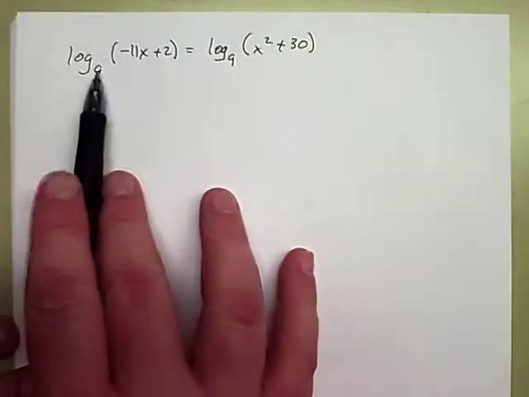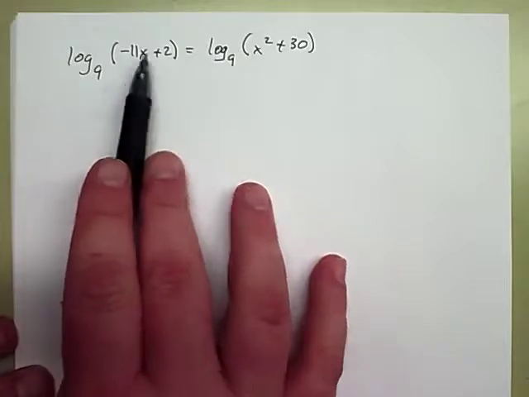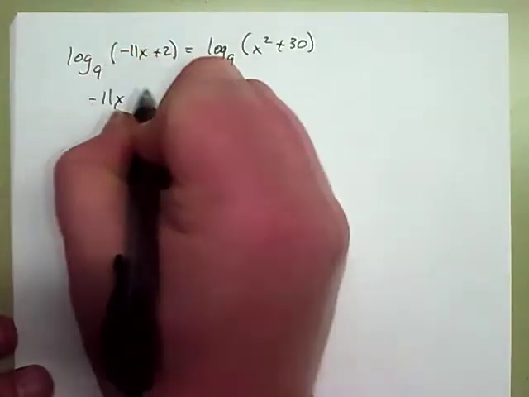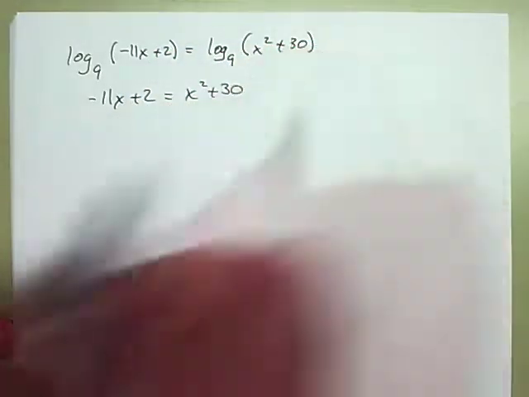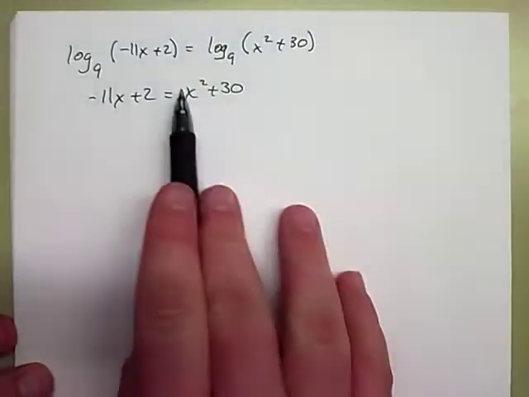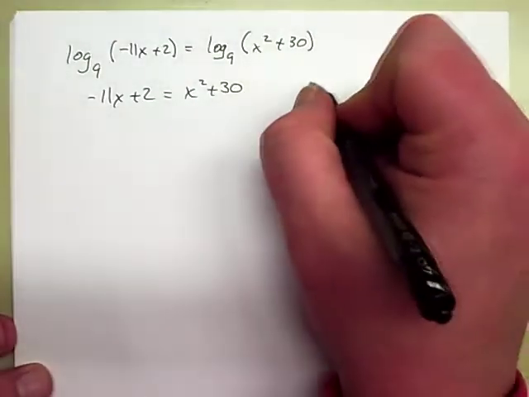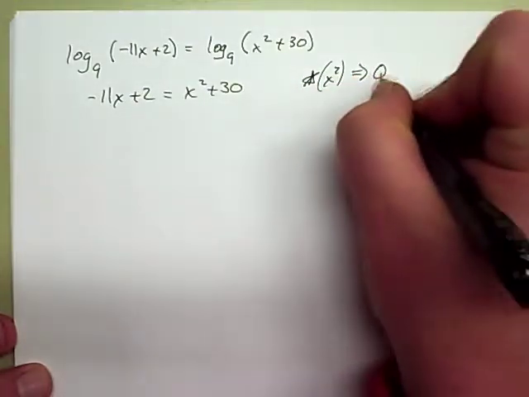So my base on the left side is 9. My base on the right side is 9. So that part works. Now I get to set the insides equal to each other. So now I get negative 11x plus 2 is going to be equal to x squared plus 30. Now I have an x squared, so this is going to be quadratic, right? Hey, I have x squared, which tells me this is quadratic.